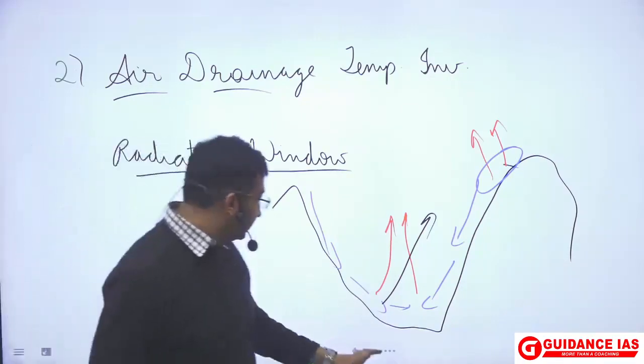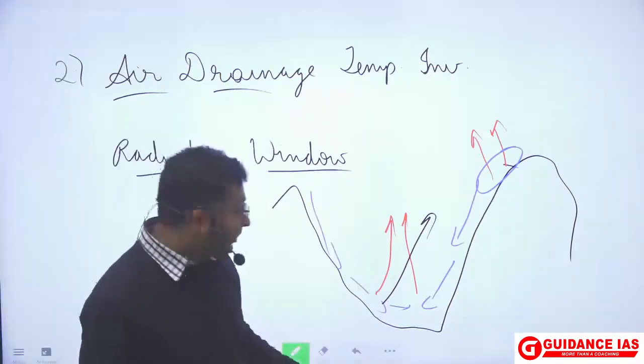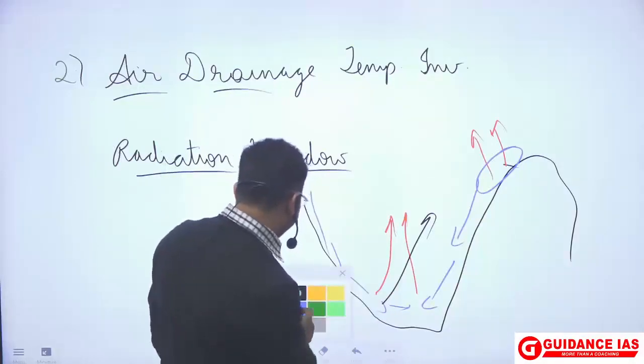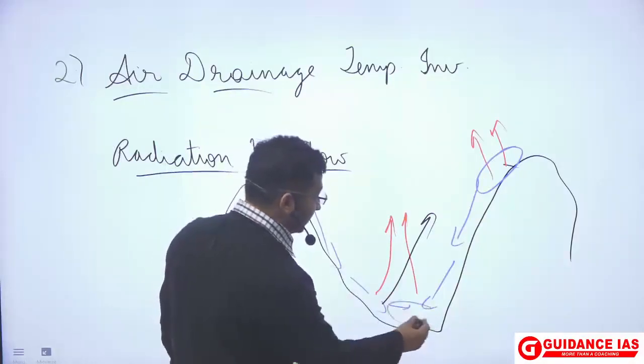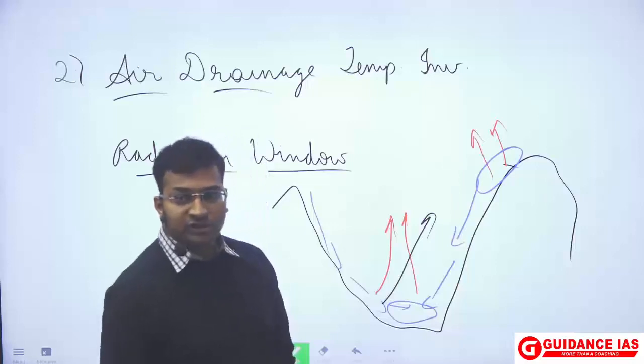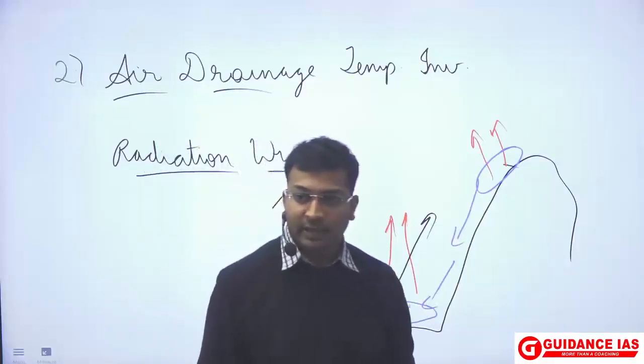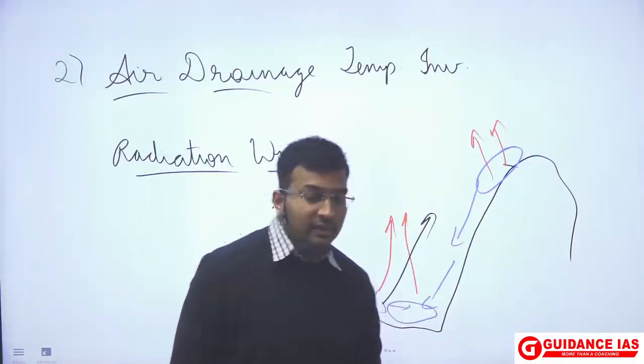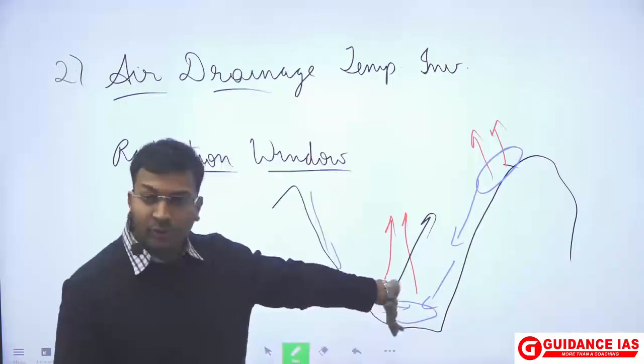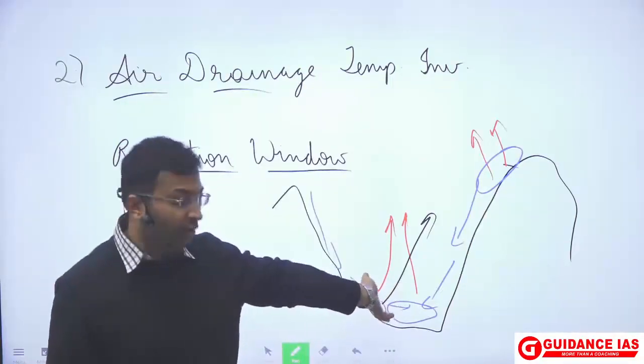Now, due to this, what happens is the temperature at the valley bottom falls below freezing point. As a result, the crops over here suffer from frostbite.